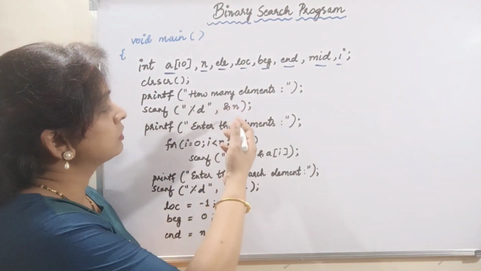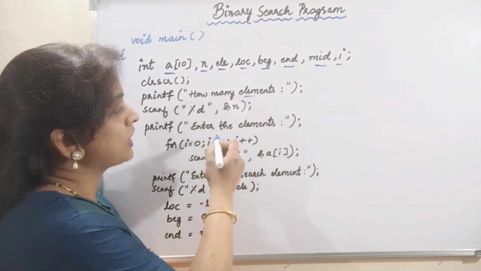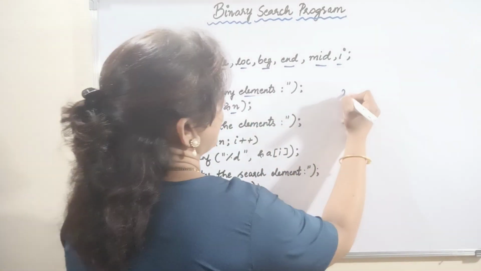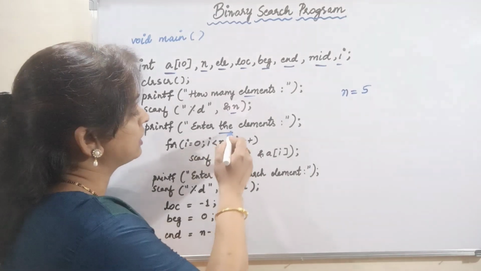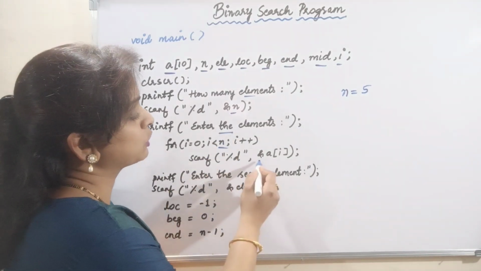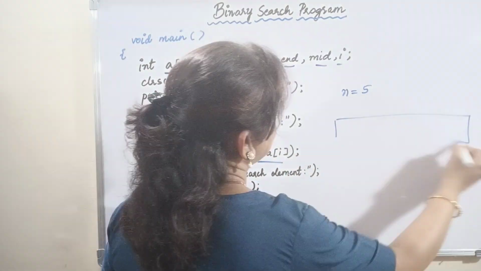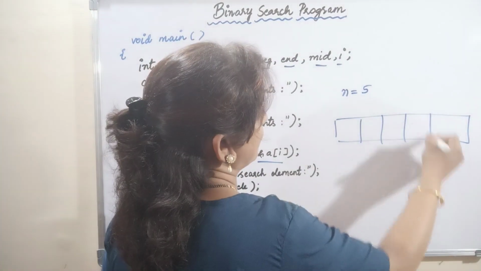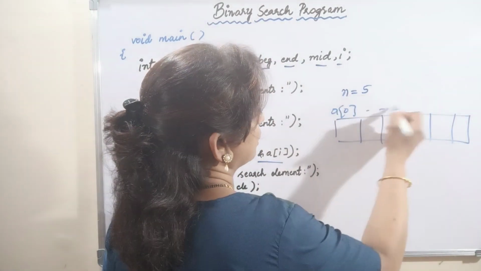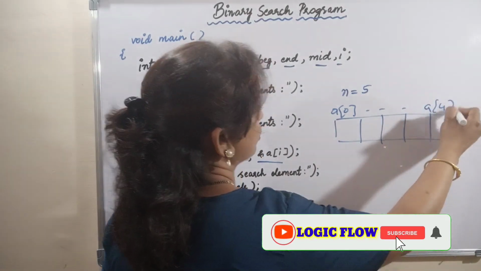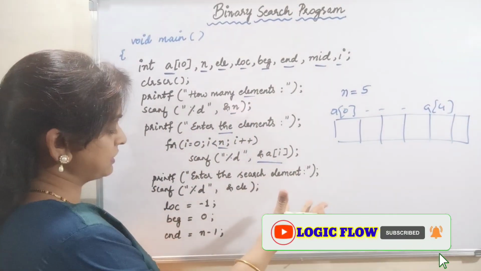So we are going to accept the limit of the array. Let us say n is equal to 5, that is what we have accepted, and we enter 5 elements. We are going to store the 5 elements in the array, so A of 0 up to A of 4. So we are going to accept the 5 elements.